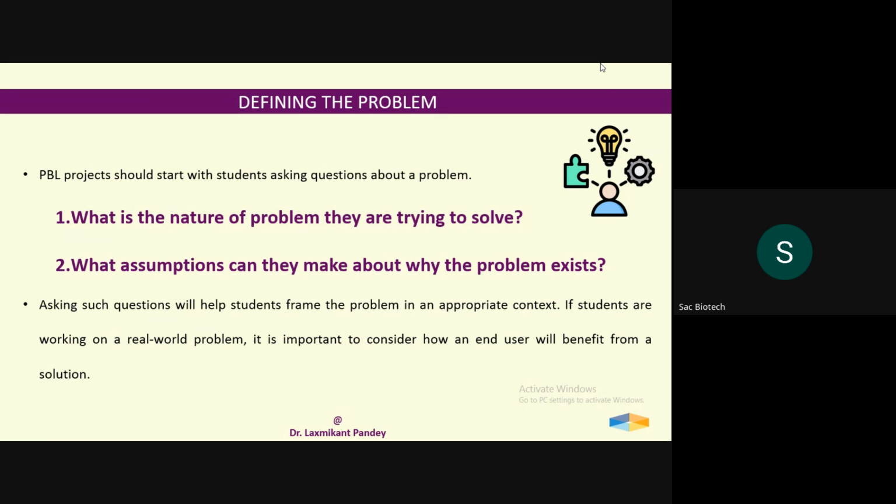So if students want to find a problem, a very good thing is to look at the real world around themselves: is there any problem, or what problems are faced by different persons involved in doing something. For that, he can get a good problem by asking a few questions among themselves or in the group. So in this way, he can define the problem. Next, please.